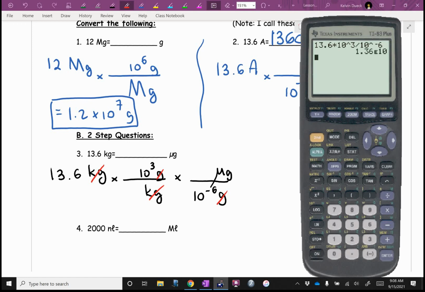I got an answer in scientific notation. I'm willing to bet most of you did, because probably your calculators can't display that many digits. Did you all get 1.36 times 10 to the 10th?